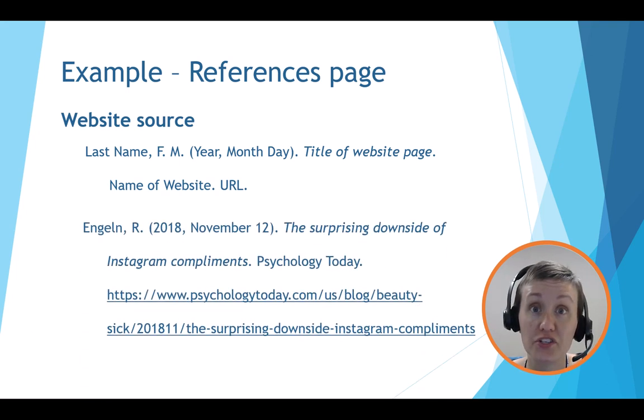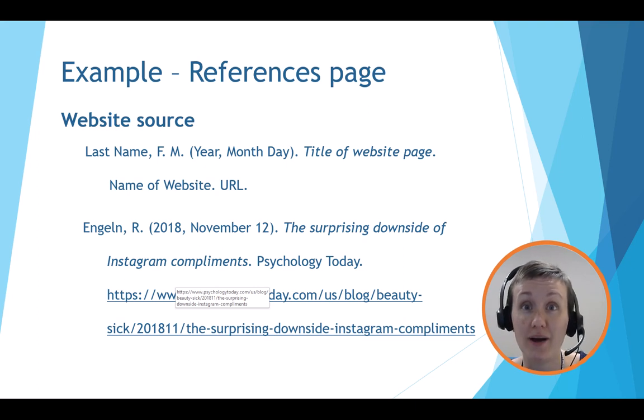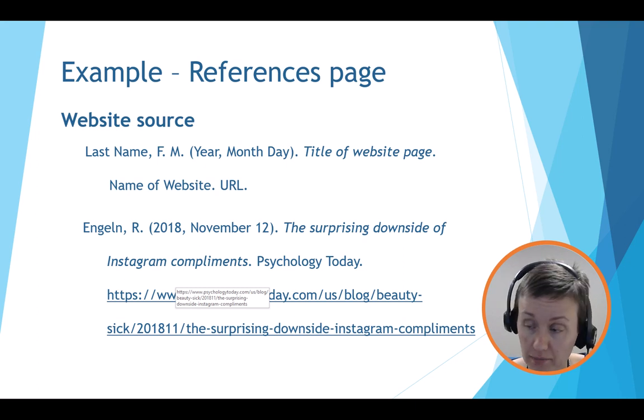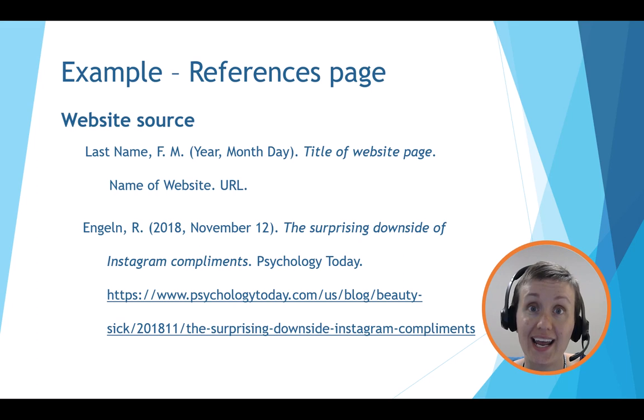So our example source would look like this. Engeln, comma, R, period, parentheses, 2018, comma, November 12th, parentheses, period. The surprising downside of Instagram compliments, italicized and lowercase, except for the first word and the proper noun, period. Psychology Today, the name of the website, and the URL. The citations should also be double spaced, and then the first line is flush against the left margin, and the second and all following lines are indented half an inch.